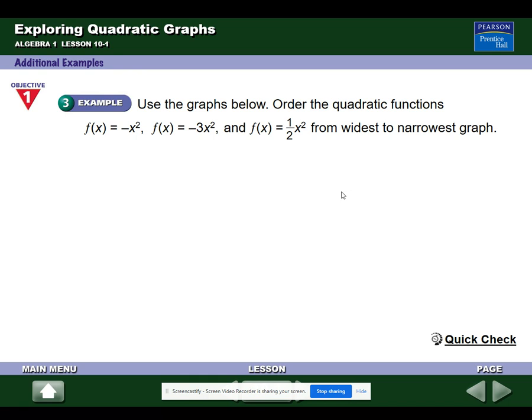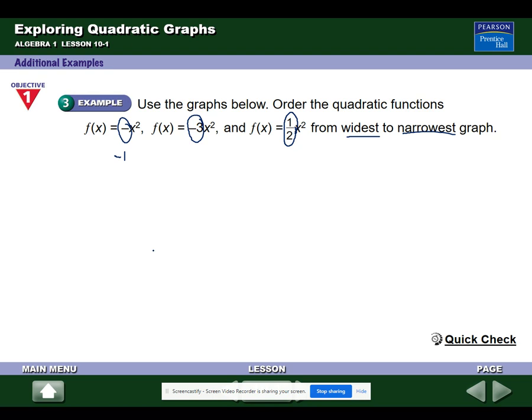This problem says use the graphs and then list them from widest to narrowest. Make sure that you read the directions carefully on a problem like this, so you don't get them backwards. Widest to narrowest. Okay, so here's the deal with these. This has everything to do with the first number. This number 1/2, this number negative 3, this number would be assumed to be negative 1, right? Negative x squared is like saying negative 1 times x squared.